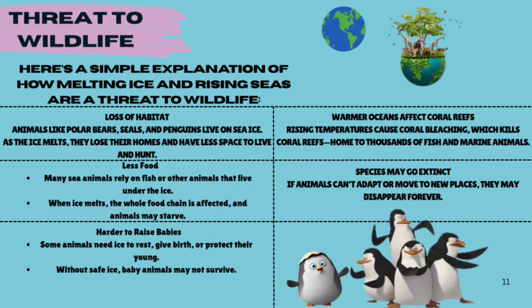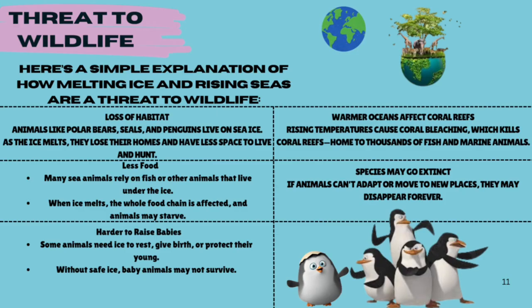And for the second threat, rising seawater will mean less food for wildlife, because many sea animals rely on fish or other animals that live under the sea. Besides that, when ice melts, the whole food chain will be affected. The third threat is that it will be harder to raise babies, because some animals need ice to give birth or even protect their babies. This also affects coral reefs, because rising temperature can cause coral bleaching, which kills coral reefs.